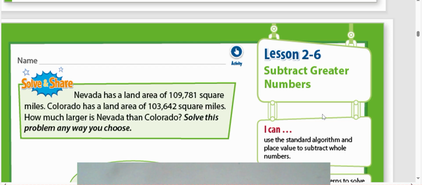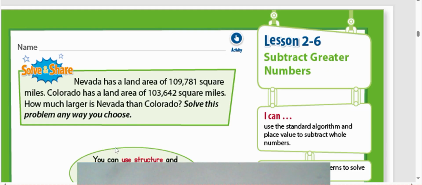Nevada has a land area of 109,781 square miles. Colorado has a land area of 103,642 square miles. How much larger is Nevada than Colorado? Solve this problem any way you choose.